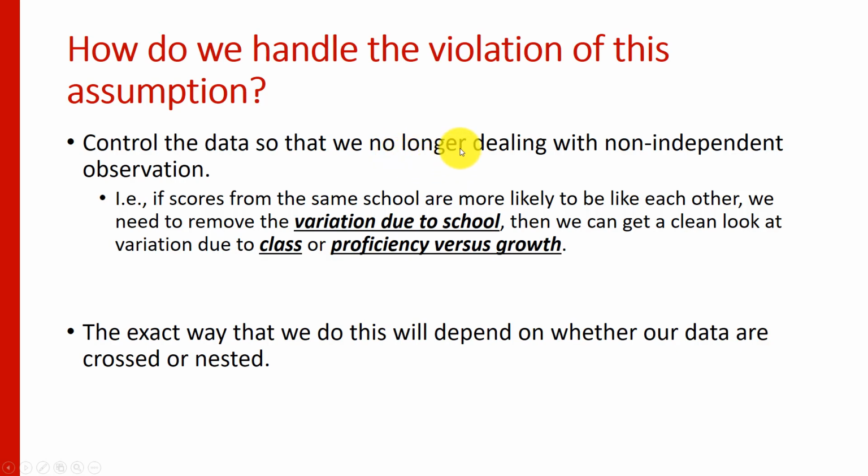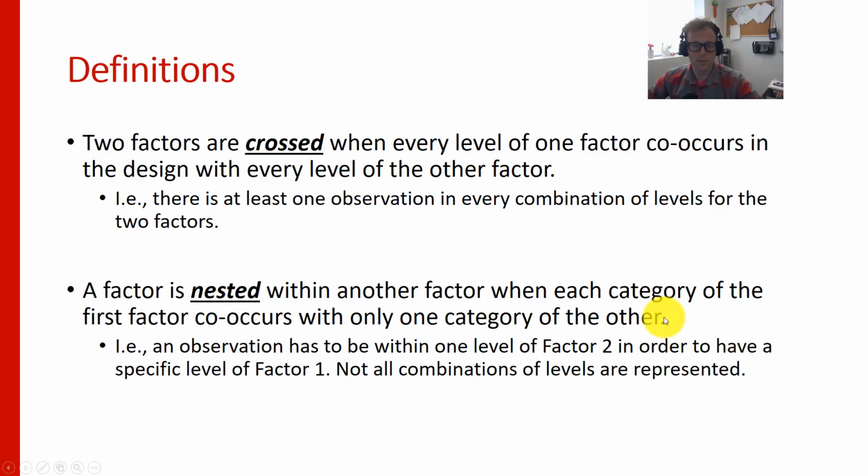So what we need to do, in order to handle the violation of this assumption, is control the data so that we're no longer dealing with non-independent observations. And we can do this by partitioning the variance so that we remove the parts that are statistically dependent and focus only on those parts that are statistically independent. And the exact way in which we will do this depends on whether or not our data are crossed or nested. So what do we mean by that?